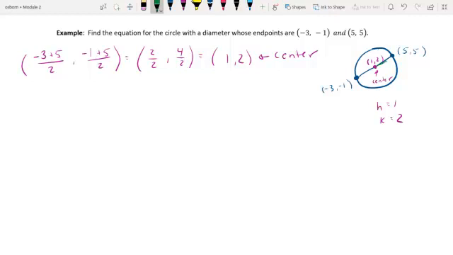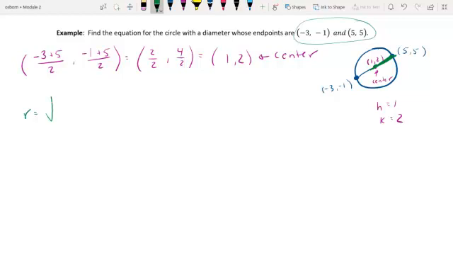So I'm going to find this distance right here, the distance from the coordinate (1, 2), the center, to the coordinate (5, 5). Now, you could find the distance between these 2 points, but then you're going to have to divide that by 2 to get the radius, and it ends up being a little bit more work. So now I'm going to use the distance formula to find my radius.